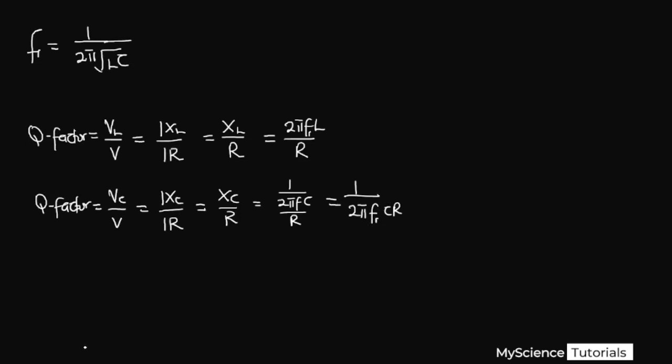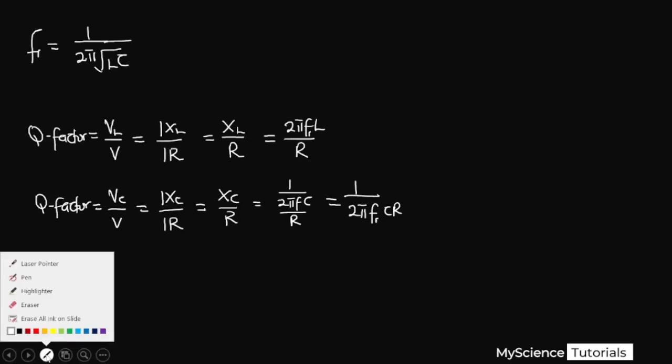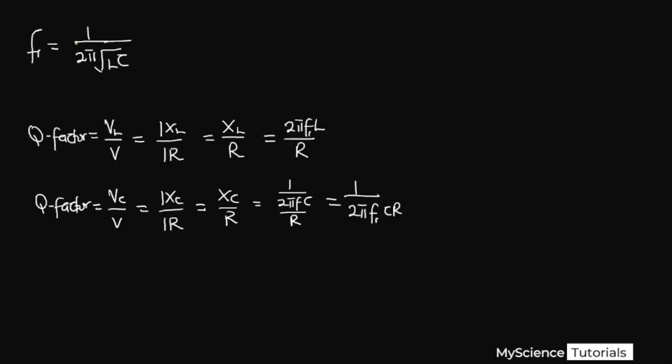Now let's look at something that happens and how we can derive a simpler formula for Q factor. So from here, let's make this our equation 1, this our equation 2. So from here, let's try to do something. Let's cross multiply. So if you cross multiply, we're going to have resonant frequency multiplied by 2 pi to be equal to 1 over the root of LC.